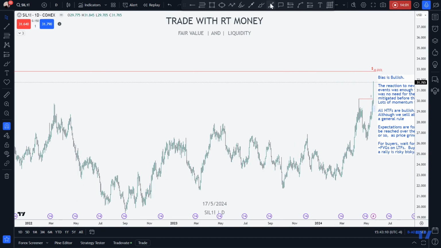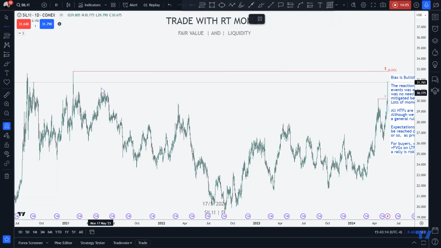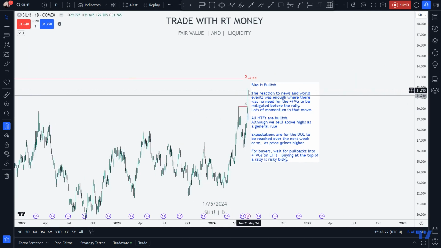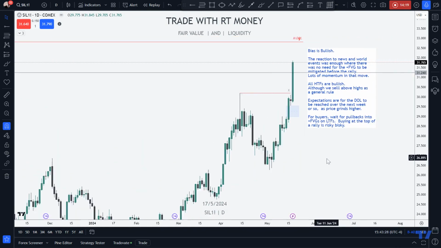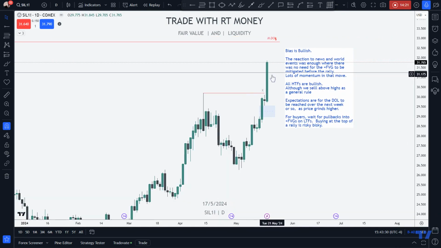I want to point that out. I want to make sure you see that. See the swing high here? We could see the pullback. Because, like I said, when price takes out a high, especially when price takes out a swing high, there's usually some kind of pullback. I'm looking for that pullback to happen.